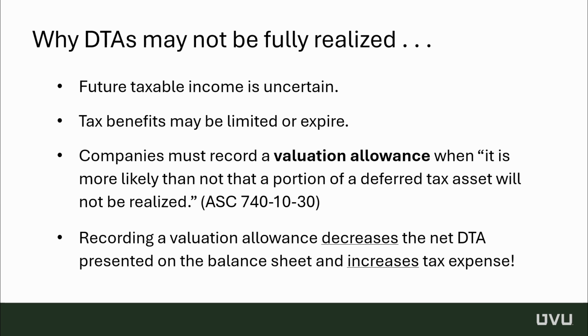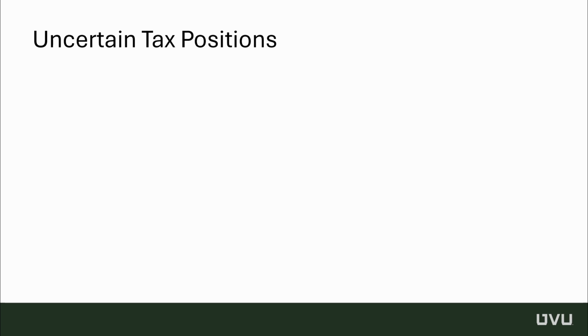And as a contra asset, as you increase that account with credits, the counterpart to that journal entry is going to be additional income tax expense on the debit side. Related to this is the topic of uncertain tax positions.